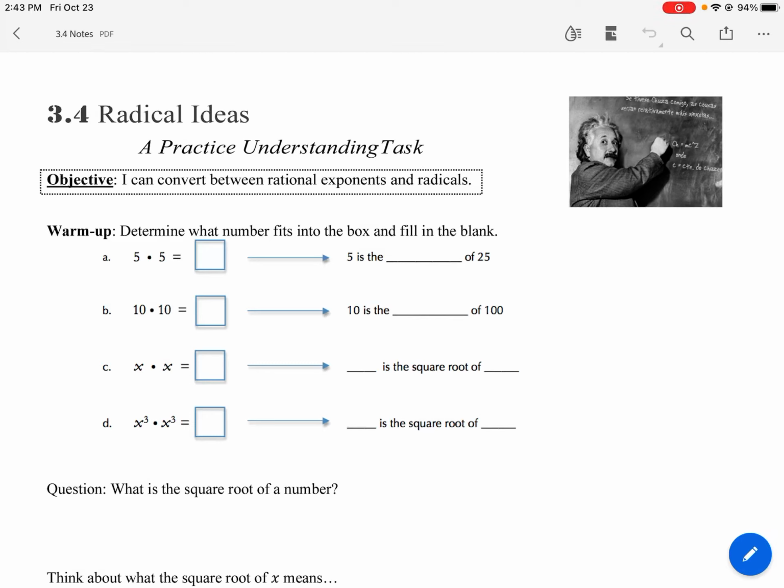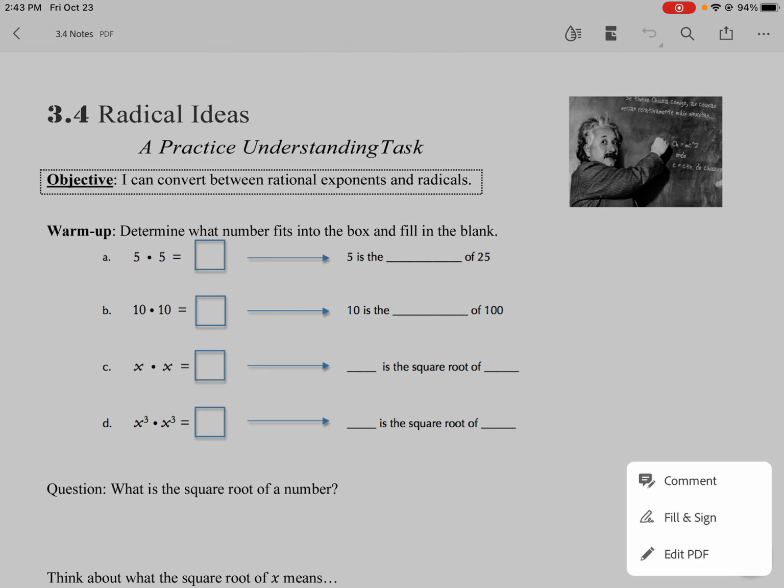Okay, for today's lesson, we're going to be looking at converting between rational exponents, which is new to us, and then radicals, which we should know from last time. So let's do a little bit of a warm-up. Here we want to determine what number fits in the box and then fill in the blank.